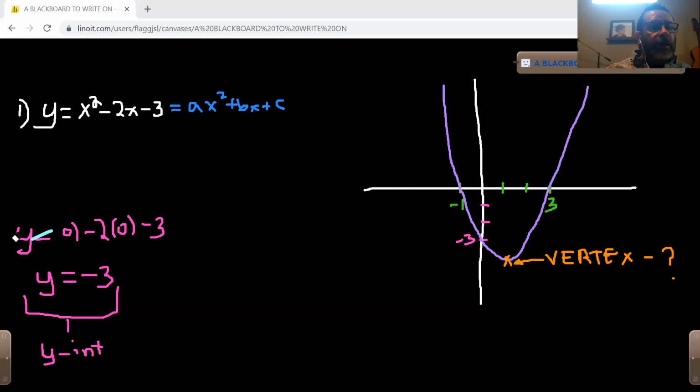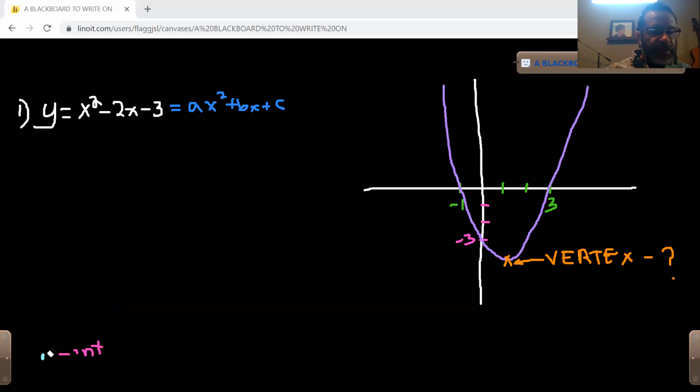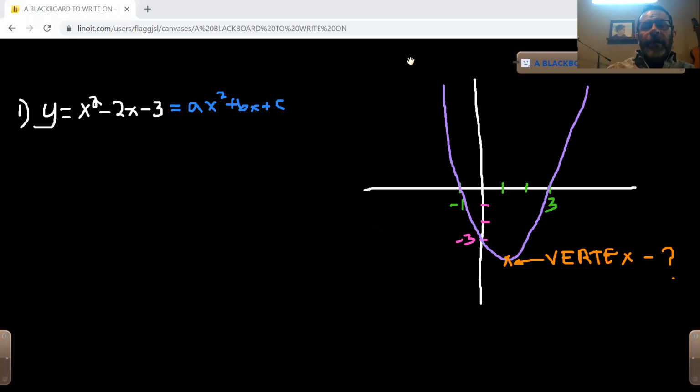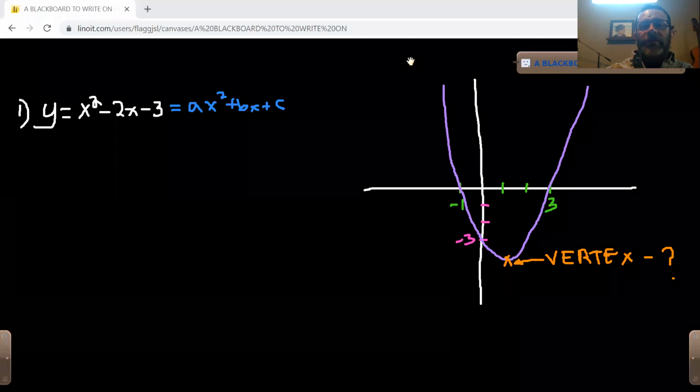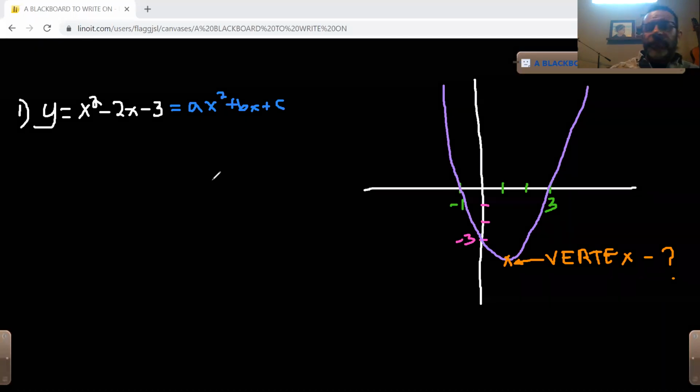This isn't a new procedure. This isn't a university procedure. You should have seen this procedure in high school. But I don't know why most students don't remember it and they get confused. This procedure is called completing the perfect trinomial, and this is what we're going to be doing. We've got the function here, y equals x squared minus 2x minus 3.